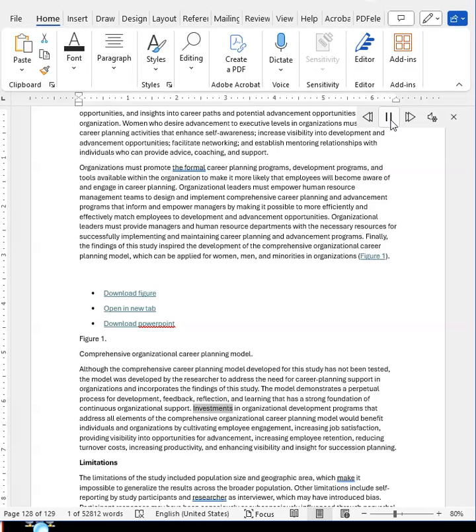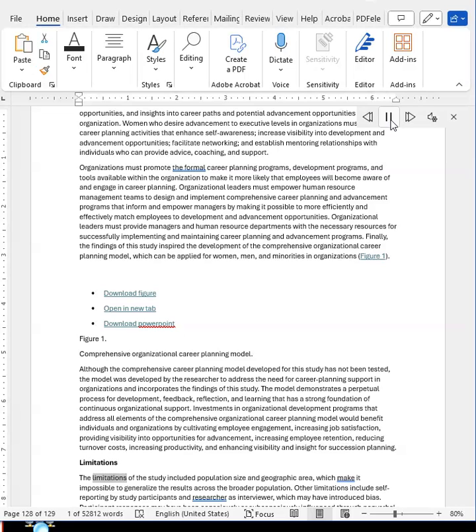Investments in organizational development programs that address all elements of the comprehensive organizational career planning model would benefit individuals and organizations by cultivating employee engagement, increasing job satisfaction, providing visibility into opportunities for advancement, increasing employee retention, reducing turnover costs, increasing productivity, and enhancing visibility and insight for succession planning.